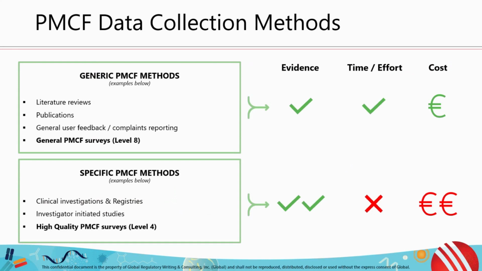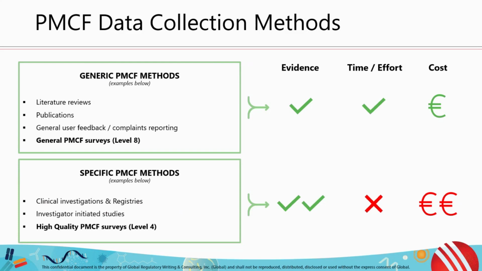In terms of PMCF data collection, there's many different ways of doing so. There isn't a right and wrong way, but you do need to justify and provide rationale for what you're doing. There are more generic PMCF methods, such as literature reviews, publications, general user feedback, and also general level 8 PMCF surveys. And then there's more specific methods. So clinical investigations and registries being probably a gold standard, investigator-initiated studies, but also surveys that fall under level 4 clinical evidence and can be described as high quality PMCF surveys fall into this.